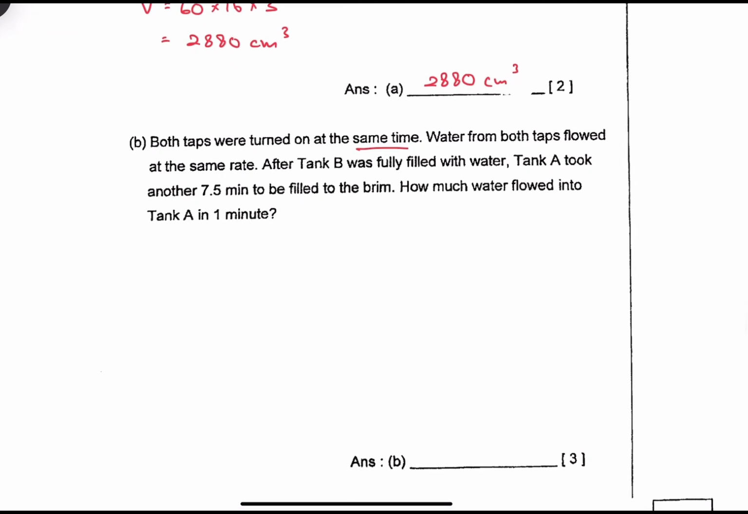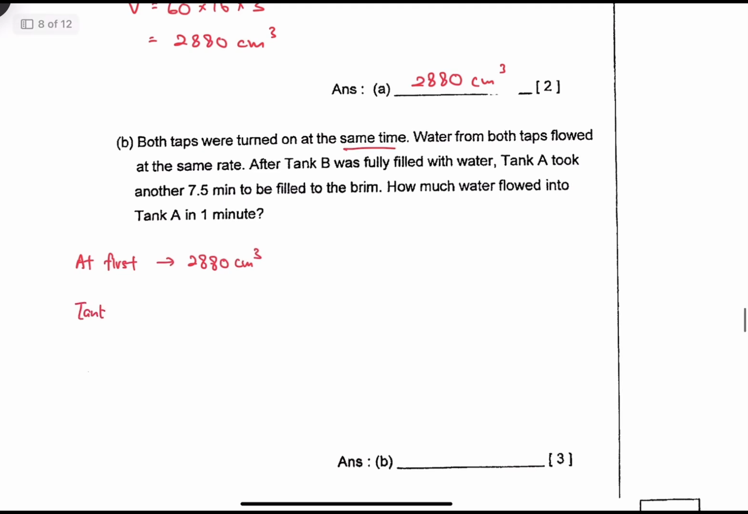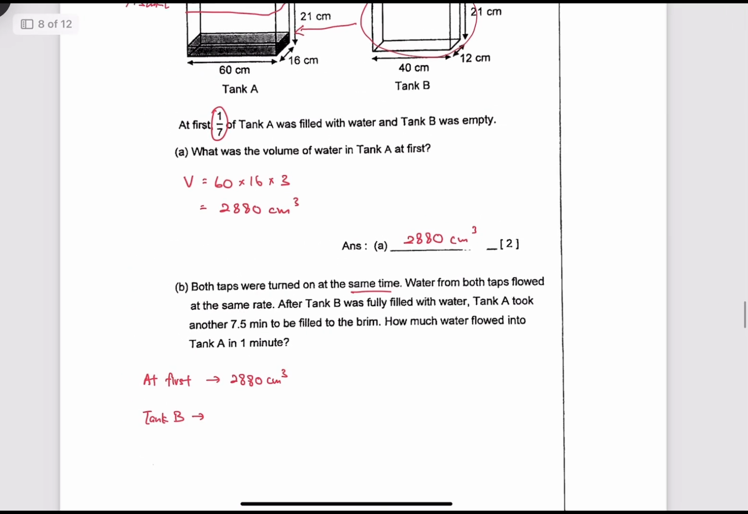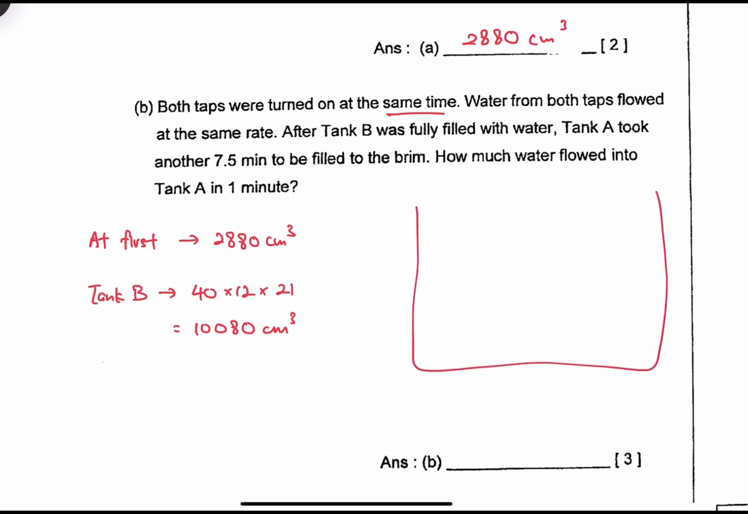So I will explain clearer. At first, my tank A has 2,880 cm cube. Next, I need to find tank B. Tank B's capacity, which is also the volume, is 40, 12, and 21. 40 times 12 times 21 will give me 10,080 cm cube.